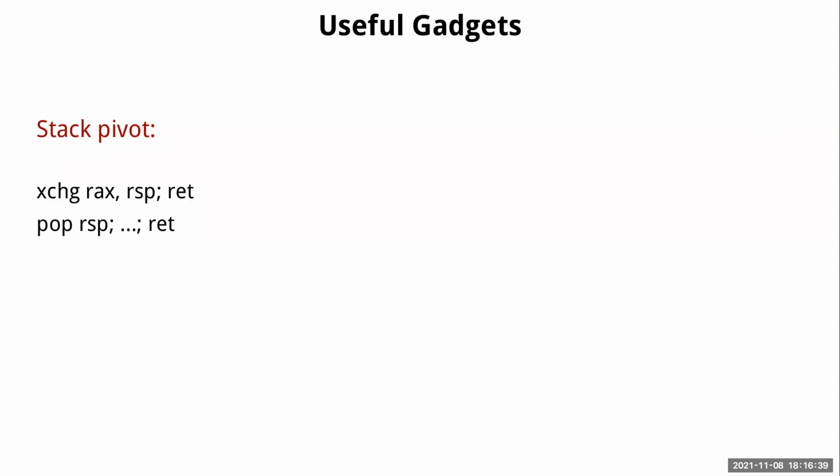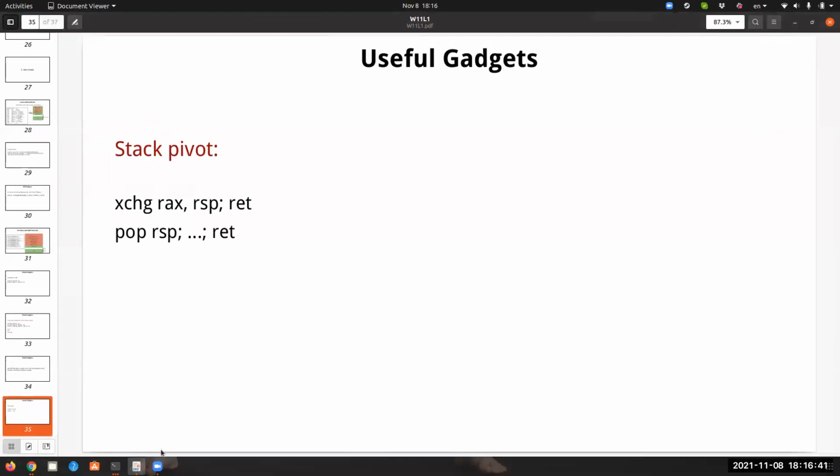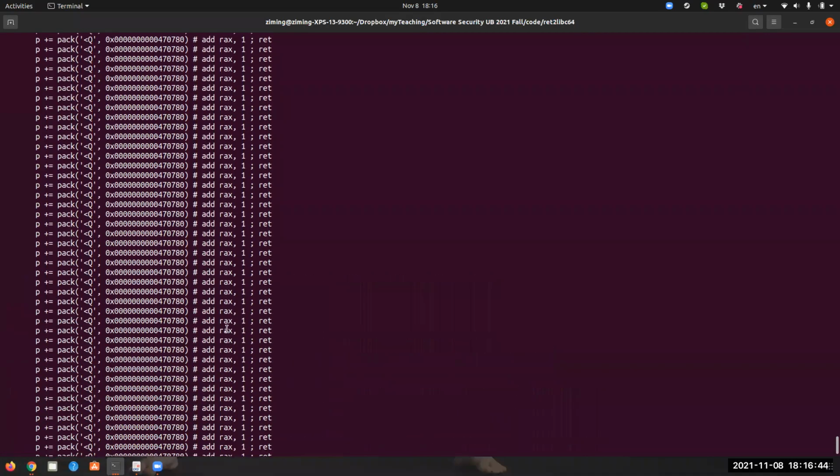Also, in the example we just saw, this one, we were trying to set 56 to RAX. It used 59 instructions to do that, that is, 59 items on the stack. But actually, you don't need to. What you can do is a trick: you can just do a pop RAX, return. Then put the value of RAX on the stack.